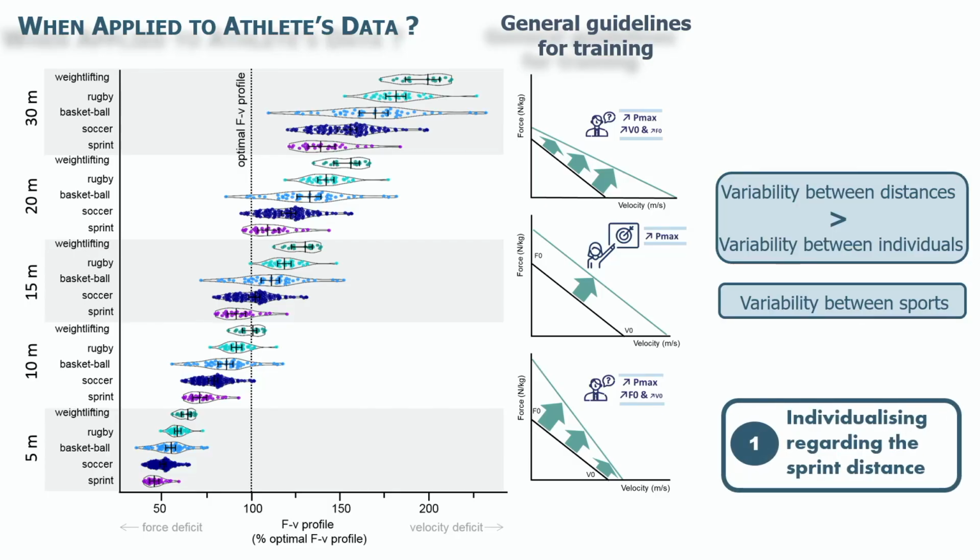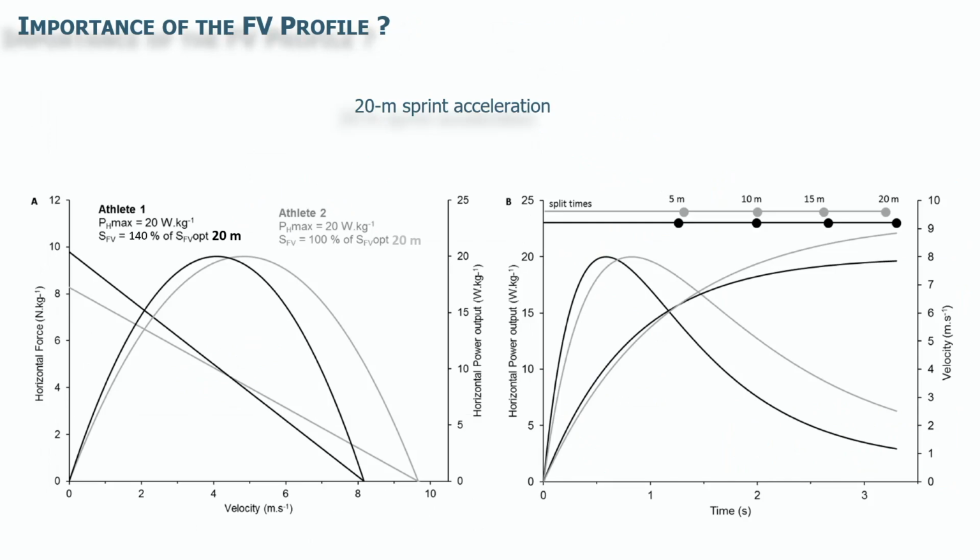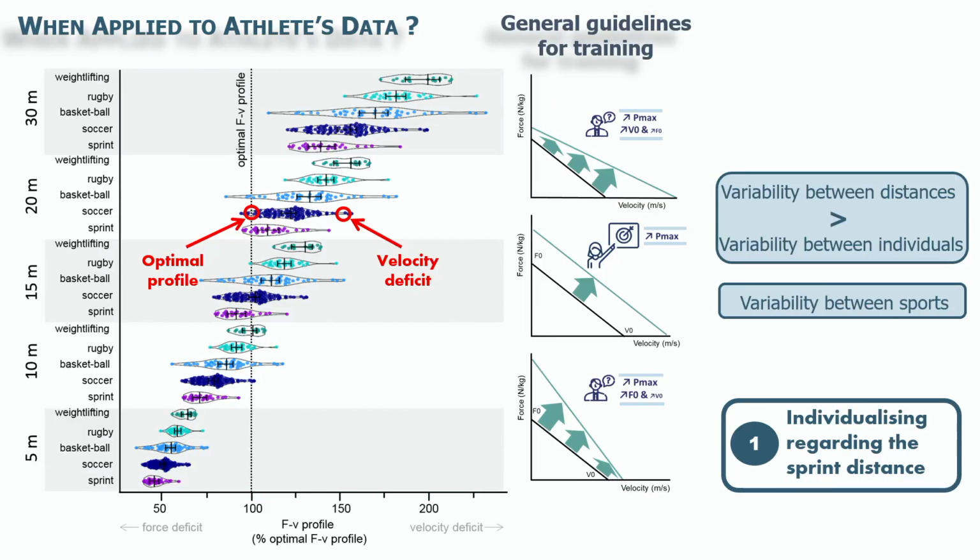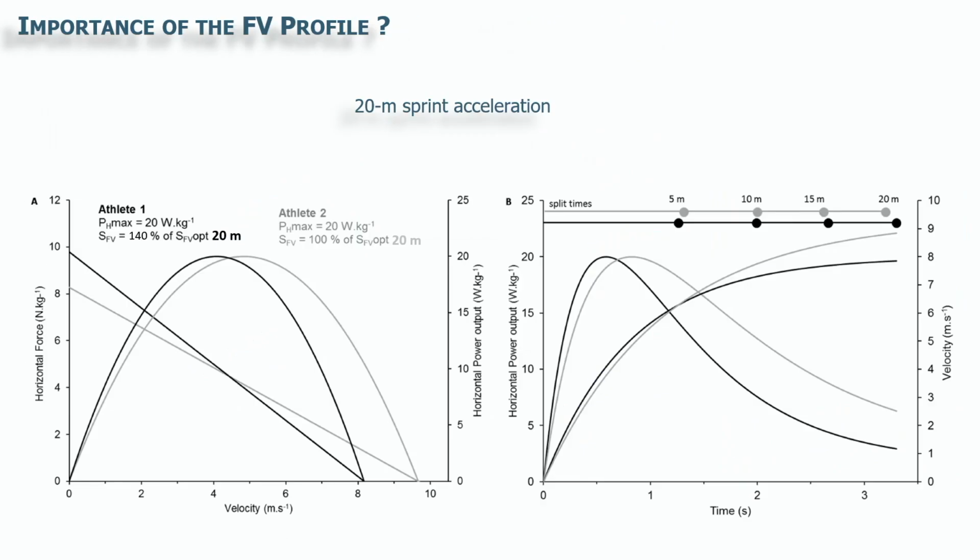But if we consider a given sport, soccer, for a given distance, 20 meters, and we compare two athletes, one presenting the optimal profile and one presenting a velocity deficit, we can have that. Here, athlete number 2 is the athlete with the optimal profile. It was exactly here. Okay? The black line represents an athlete with a velocity deficit, and his profile is at 40% of the optimal one, so a big deficit in velocity.